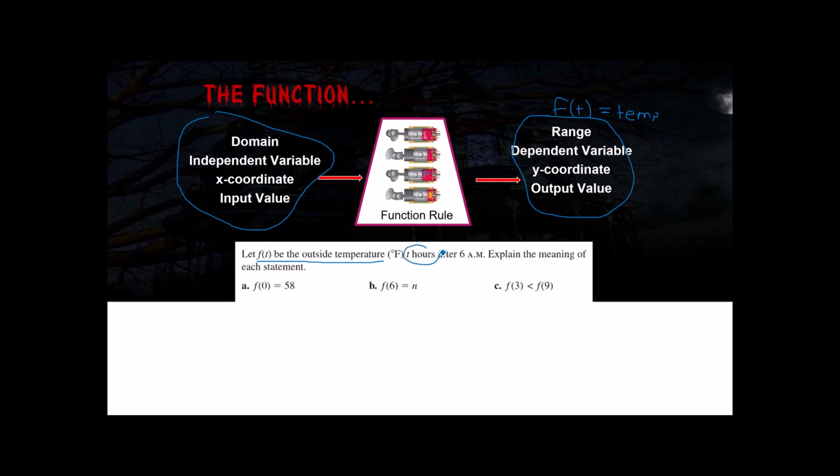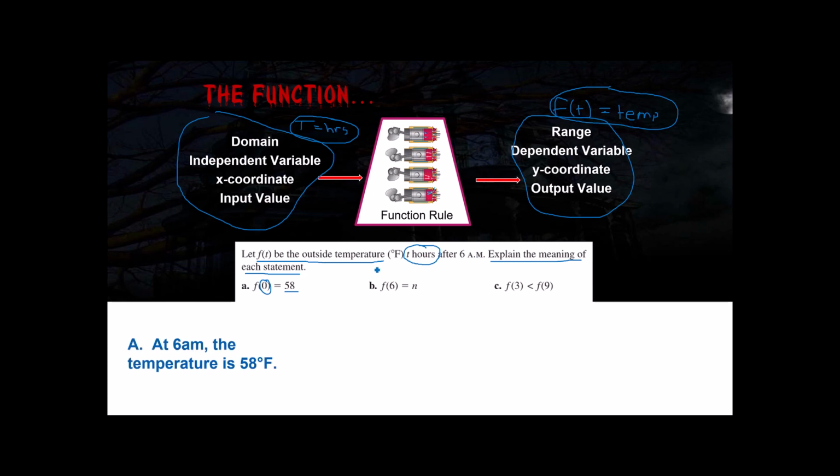T hours after 6 a.m. Well, t is our input. It's going to stand for hours. And then it asks us to explain the meaning of each statement below. This says, if I put a 0 into my rule, out pops a 58. In other words, if I put 0 hours in, what pops out is 58 degrees. So 0 hours from 6 a.m. is 58 degrees, or at 6 a.m. the temperature is 58. Does that make sense?